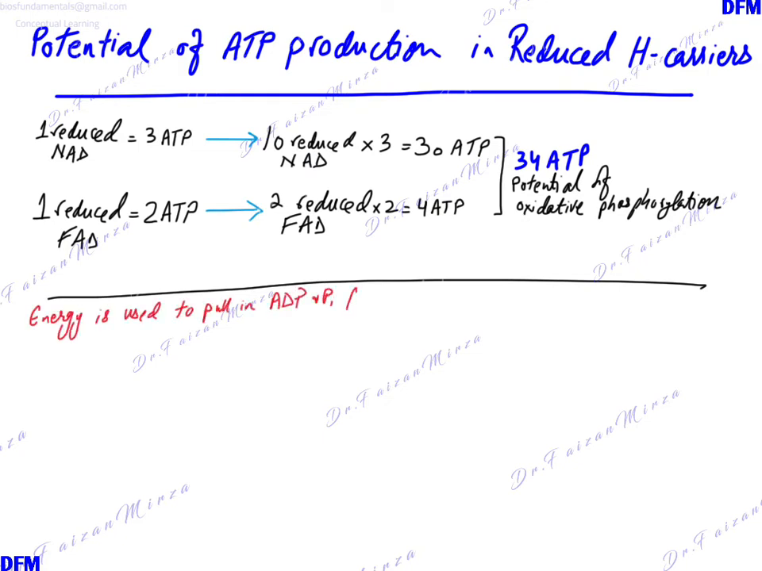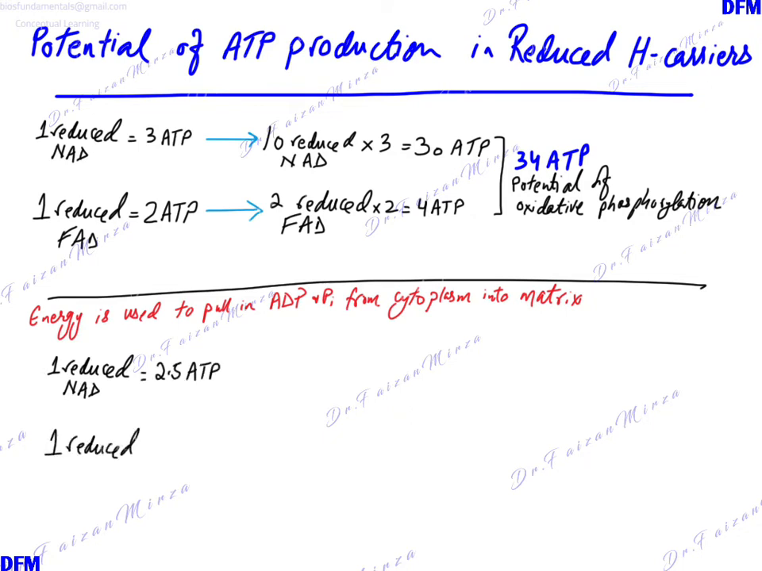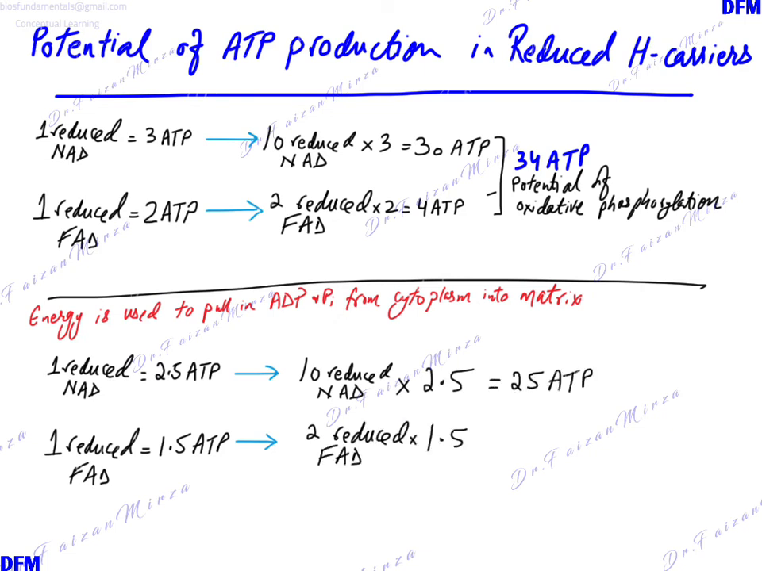But energy is used to pull in ADP and Pi from the cytoplasm back into the matrix so that it can be resynthesized later. Since this energy is used up, the actual ATP produced per reduced NAD and per reduced FAD decreases. One reduced NAD ends up producing 2.5 ATPs instead of 3, and one reduced FAD ends up producing 1.5 ATPs instead of 2. If you multiply 2.5 by 10 and 1.5 by 2 and add the values together, we get 28 ATPs. So 25 ATPs are produced by reduced NADs and 3 ATPs by reduced FADs. Together, they make up 28 ATPs produced in oxidative phosphorylation.